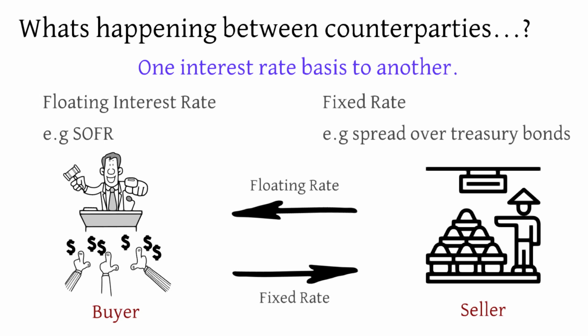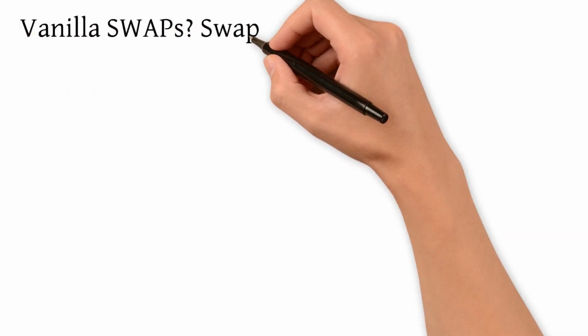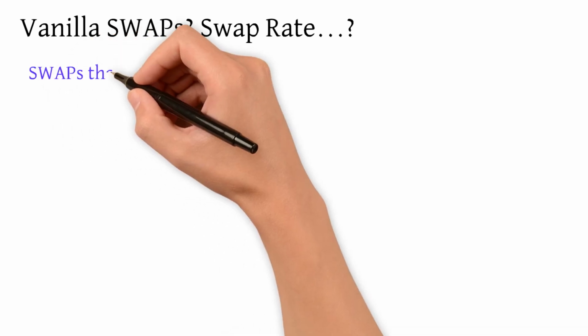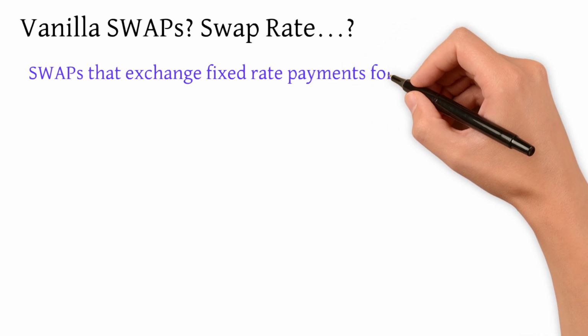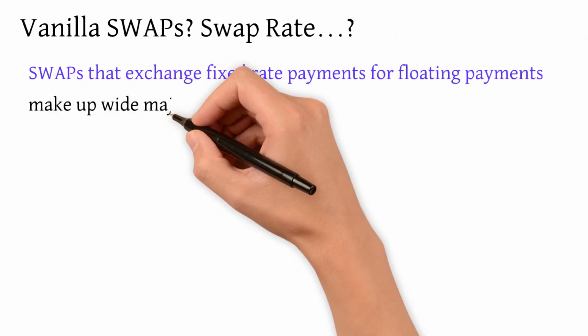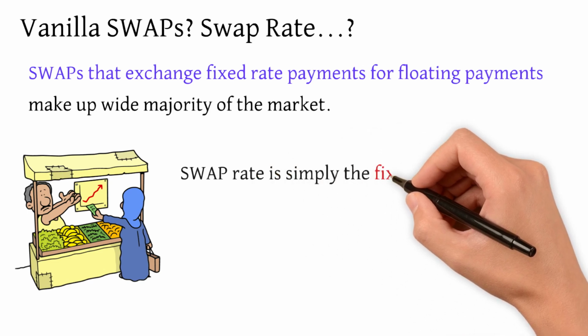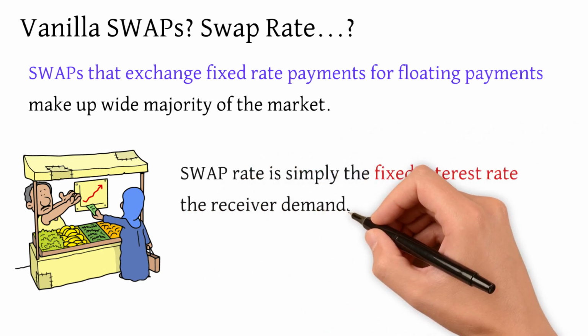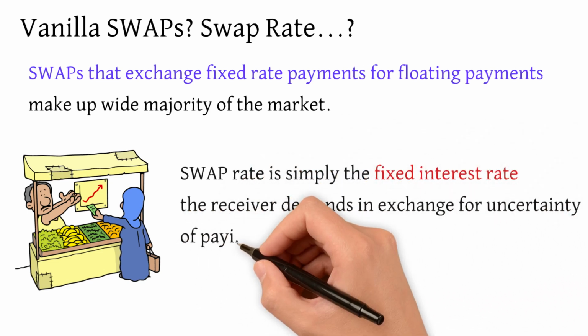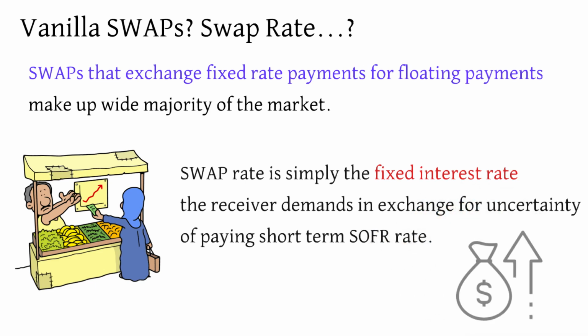So what else about vanilla swaps? What's a swap rate? Although there are other types of swaps, the vanilla swap, which is basically exchanging fixed payments for floating payments, makes up the wide majority of the market. The swap rate is simply the fixed interest rate the receiver demands in exchange for the uncertainty of paying the short-term SOFR rate.